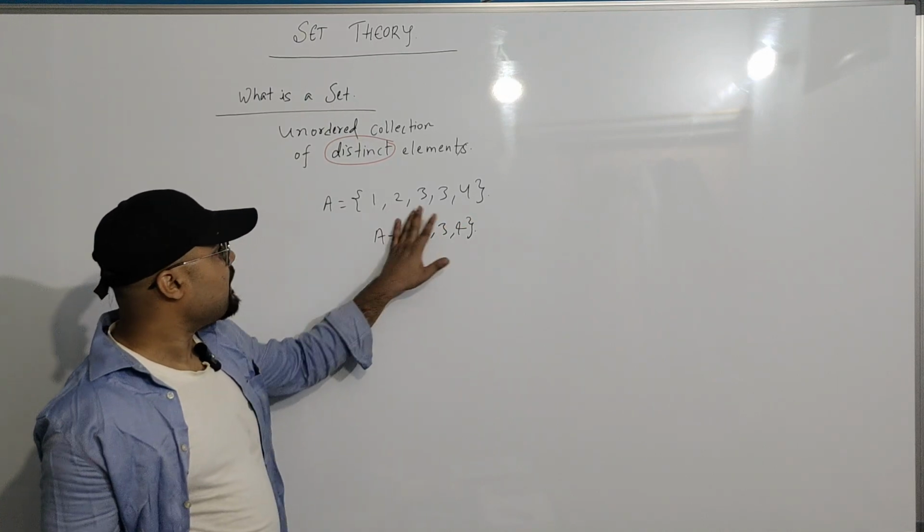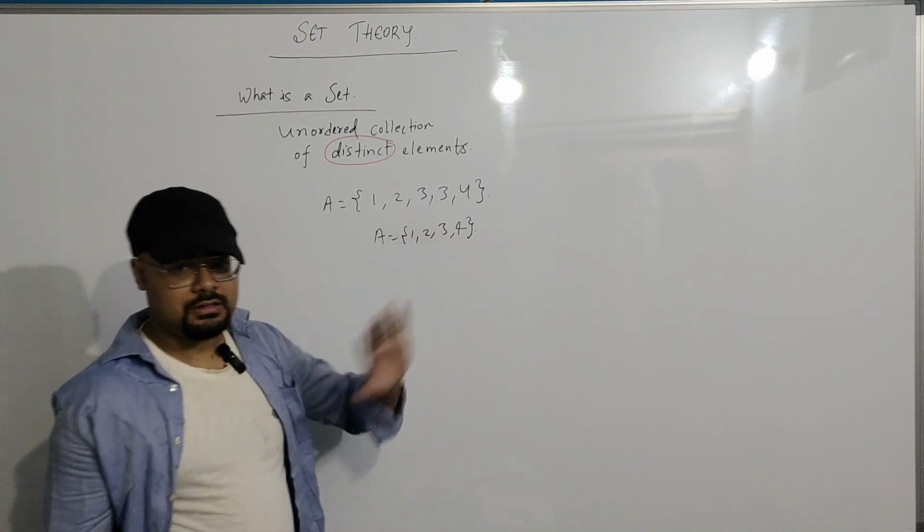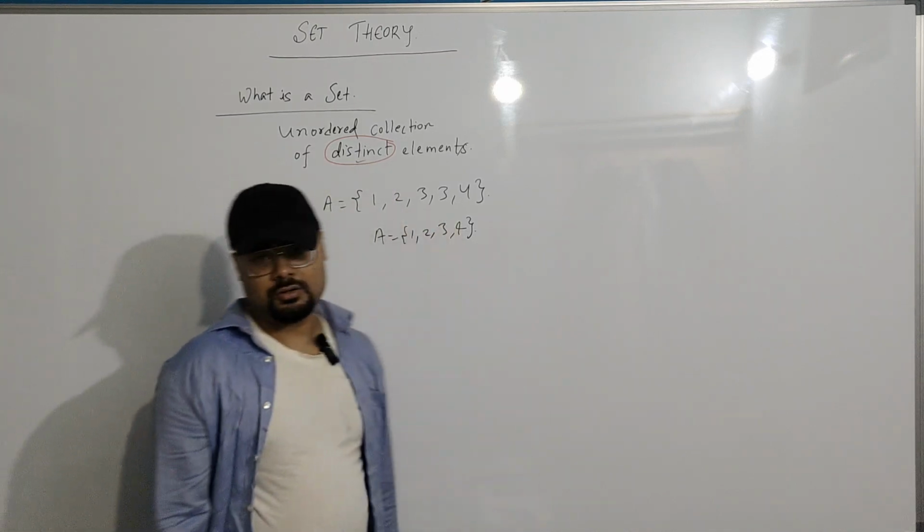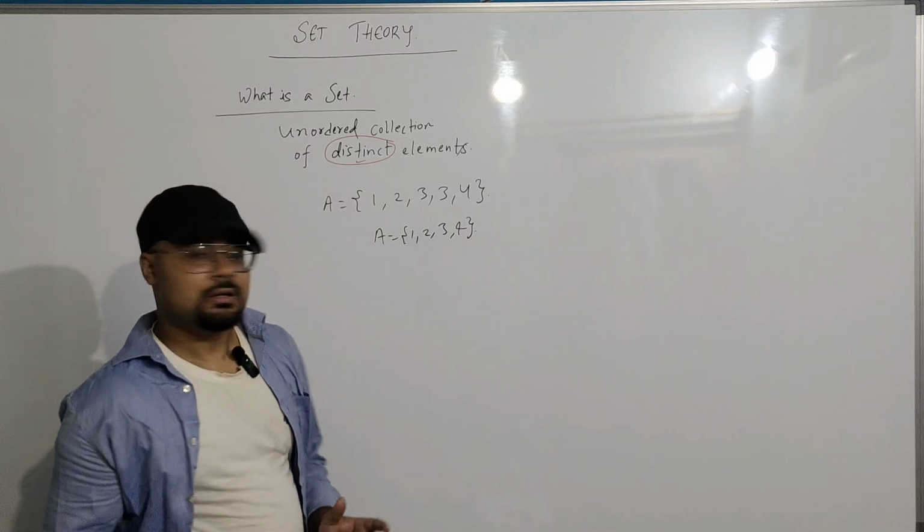So even if any element is coming more than once in a set, we are only dealing with distinct elements. So duplicates are not allowed. Duplicates are just ignored. Okay.